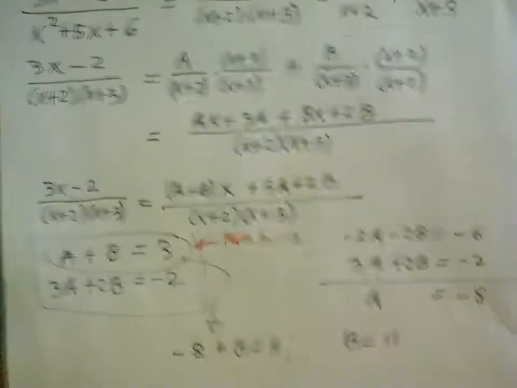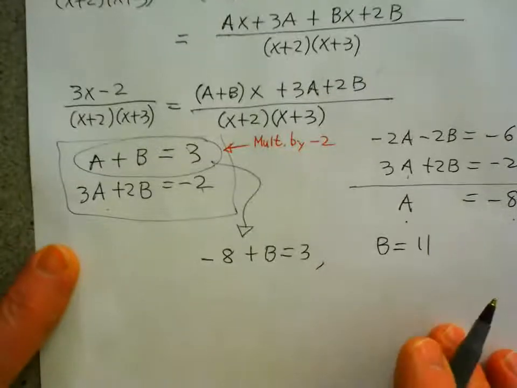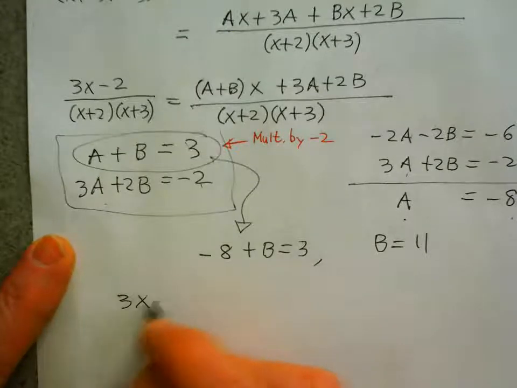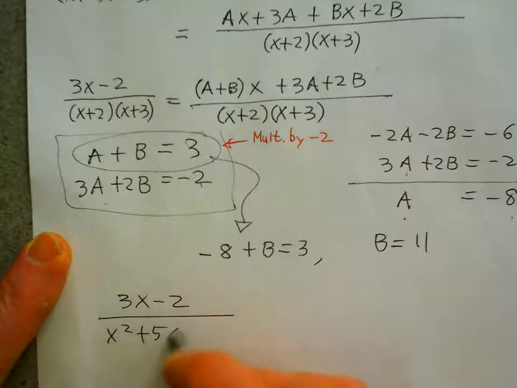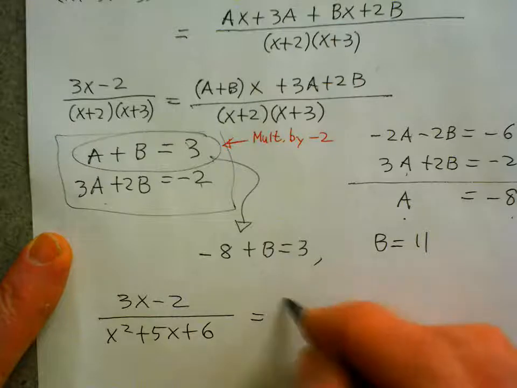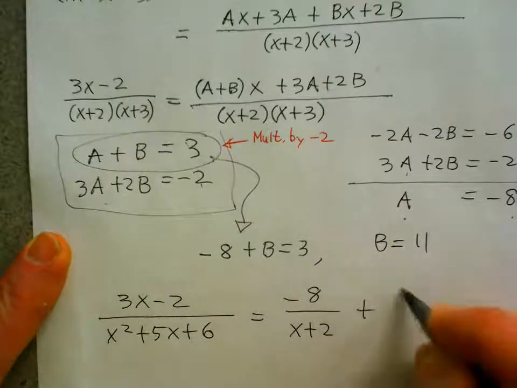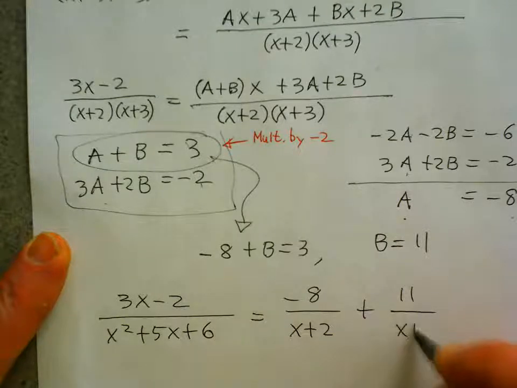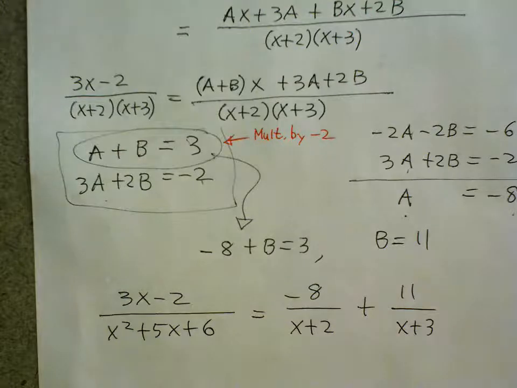Okay, so to summarize, I'll write down the summary here. So (3x - 2) over (x squared plus 5x plus 6) is equal to -8 over (x plus 2) plus 11 over (x plus 3). Okay, we'll transfer this over on the other page.